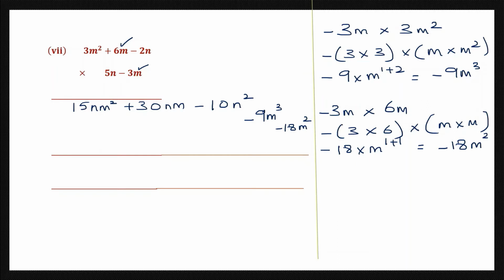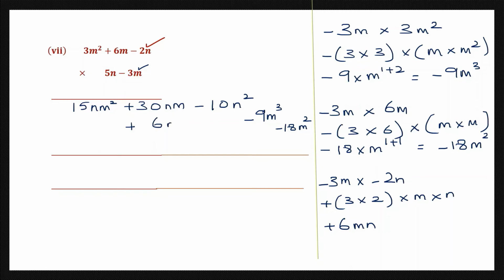Now we finished with m, we're going to do with minus 2n. So let's take minus 3m into minus 2n. So minus into minus is plus. Let's take the numbers 3 into 2 and we have 1m and 1n. So that is plus 3 2s are 6mn. Okay, so let's write that down. So do we have a column for that? Yes, so let's write it down here. Plus 6 nm is the same as mn. So we're finished. Now let's work out and see finally what we get.